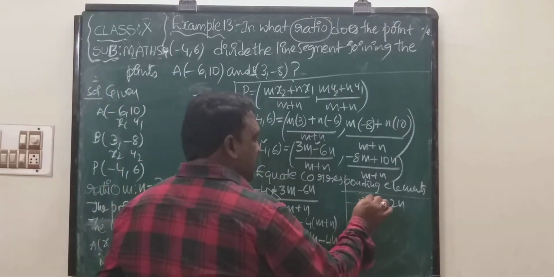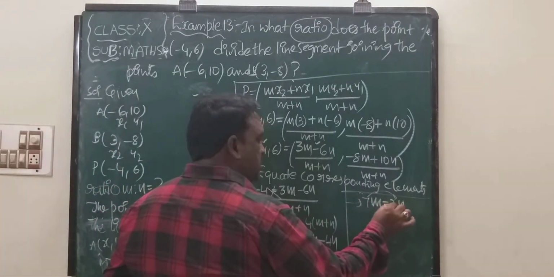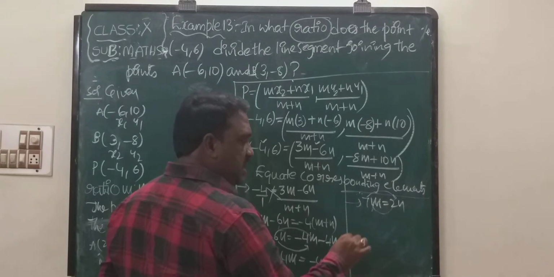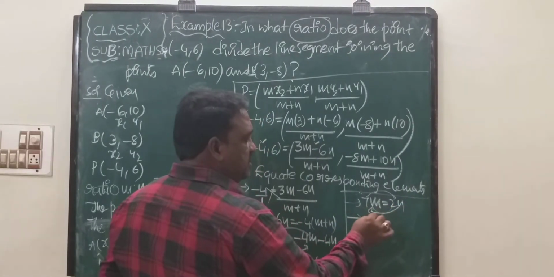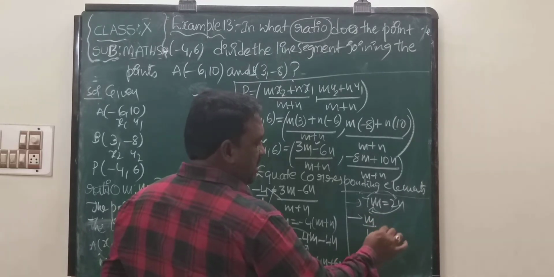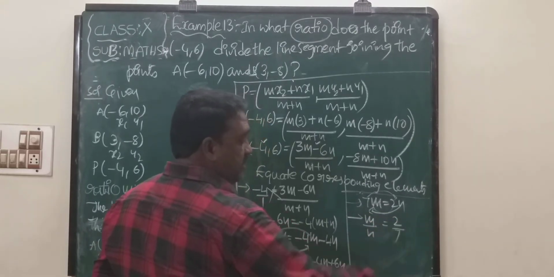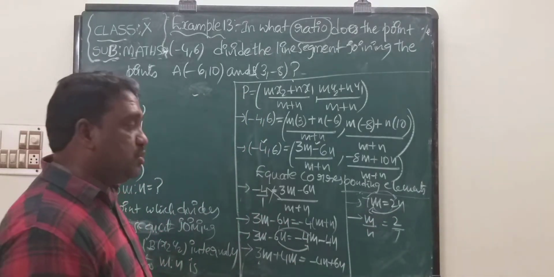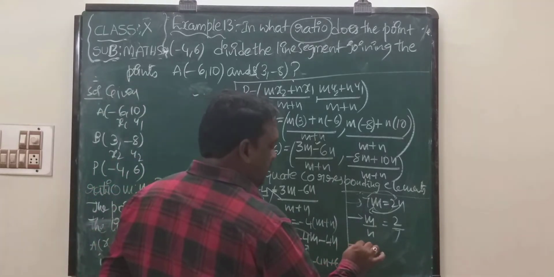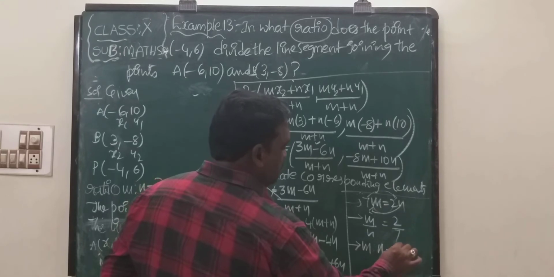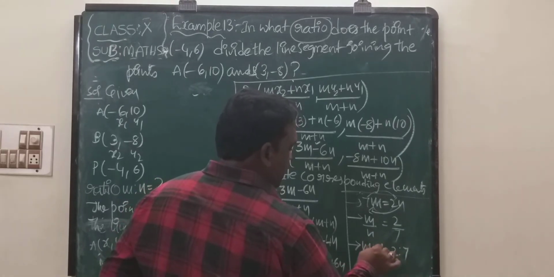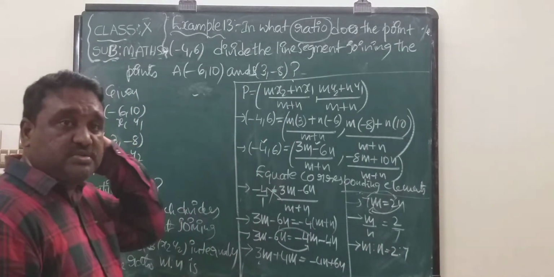Now 7 is moving to the right side, n is moving to the left side. Then what will we write? m by n equal to 2 by 7. Divided by means ratio. So m is to n equal to 2 is to 7.